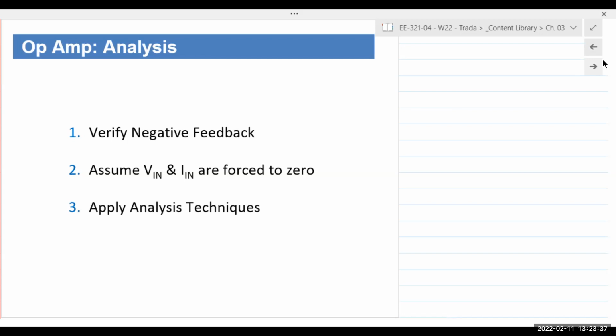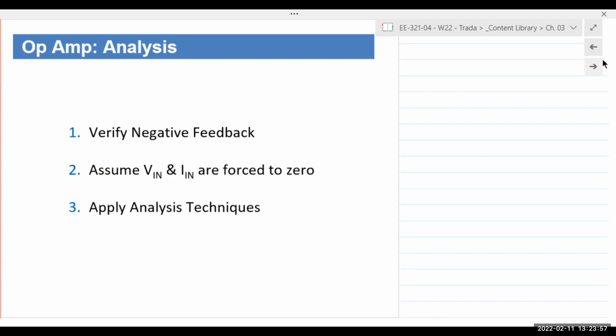And because we are applying negative feedback, we are forcing the negative terminal to go exactly the same value as our positive terminal, meaning V1 and V2, or V plus and V minus, are exactly the same. So the input voltage going into the op amp is also 0.